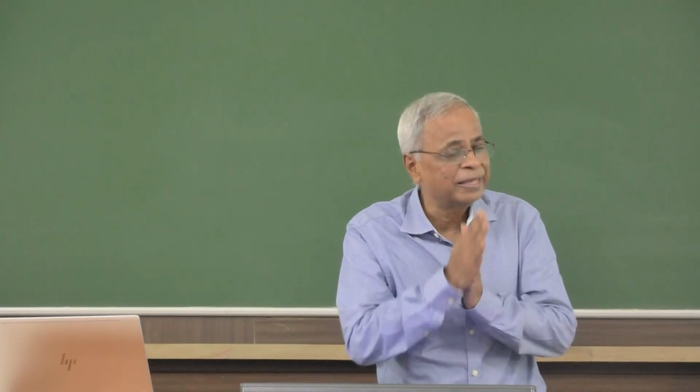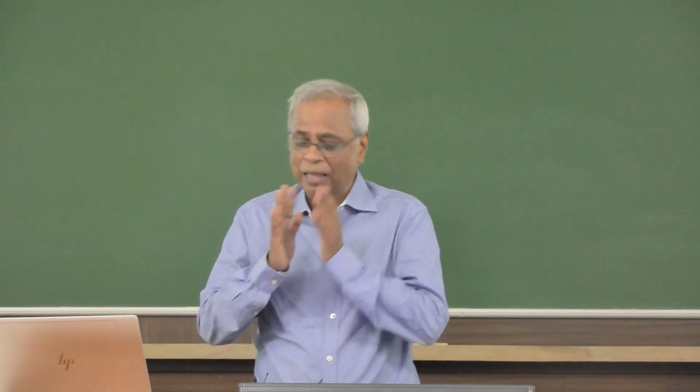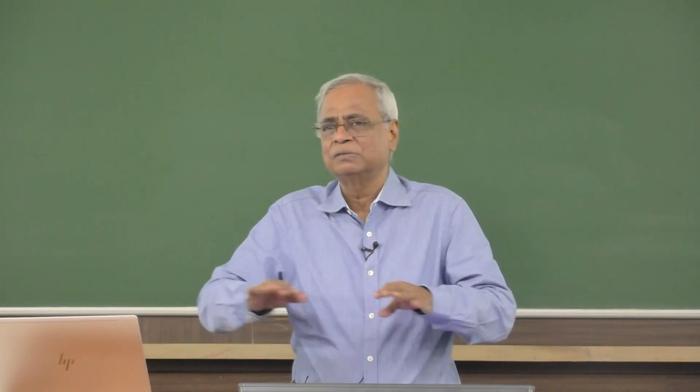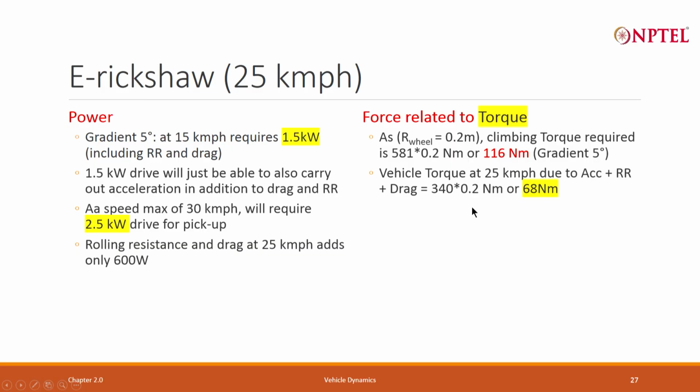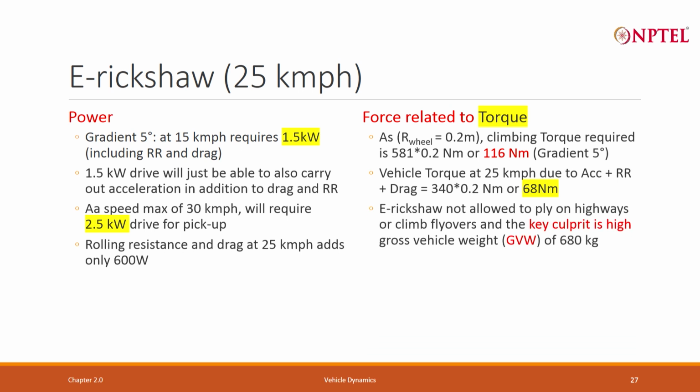We will talk about gear playing an important role. For a flat road, up to 25 kilometers you can go. For a flyover you cannot do it. Therefore, as I pointed out, e-rickshaws are not allowed to ply on highways or climb. The key culprit is the large weight, 680 kg we have taken. Climbing up with this much weight is very difficult, and highways are very difficult.